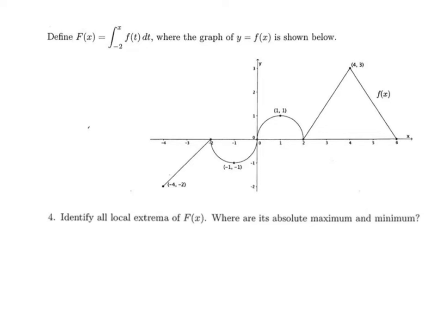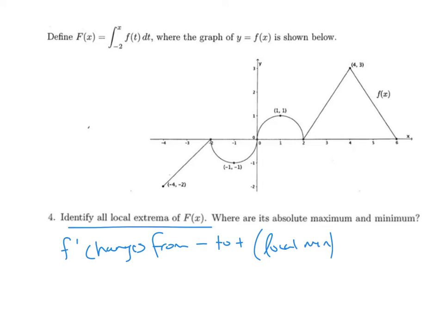So this question has 2 parts. It says identify all local extrema and then where are the absolute max and min points. And so if we look at the first question, identifying local max and mins, remember we used the first derivative test to determine whether it's a local max or min. And the first derivative test said that if f prime changes from a negative to a positive, that would tell us local min. And if it changes from positive to negative, that tells us it's a local max.